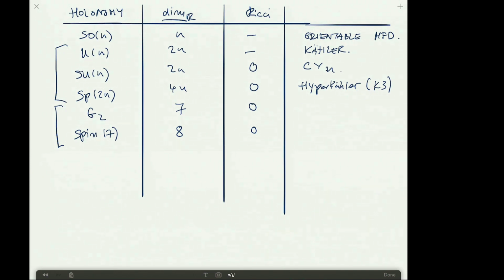You can study these. Spin(7) and G2 holonomy manifolds are really genuinely differential geometric objects. Okay, so they are much more tricky to come by.